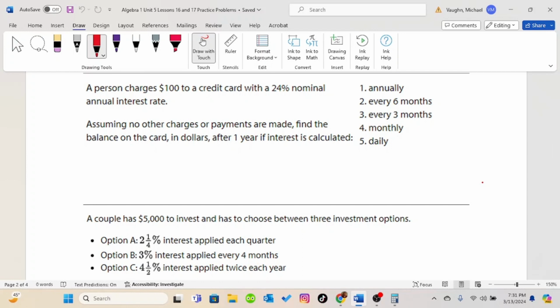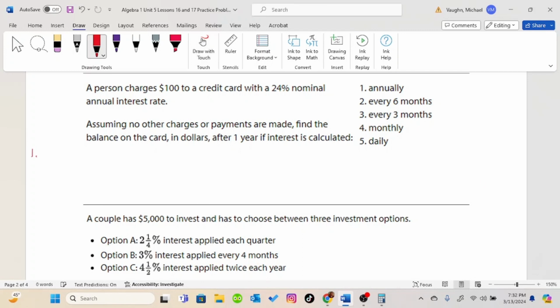A person charges $100 to a credit card with a 24% nominal annual interest rate. Assuming no other charges or payments are made, find the balance on the card in dollars after 1 year if the interest is calculated, number one, annually. So if we calculate it annually, then the entire 24% would be charged at that one time.